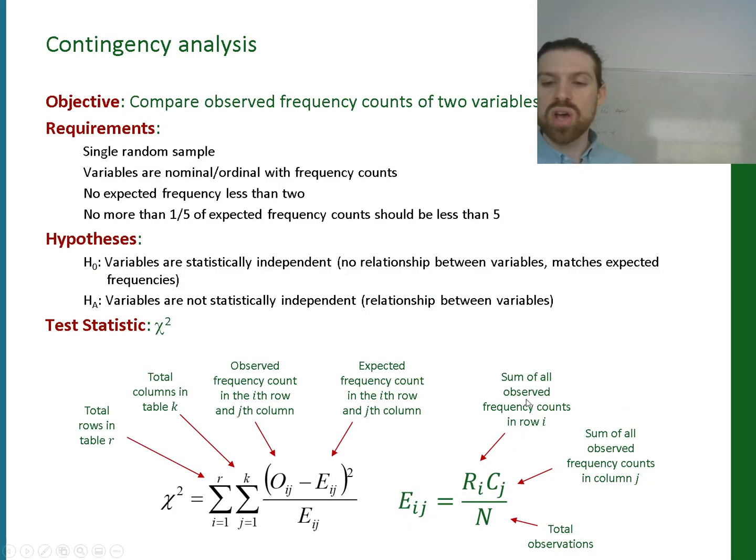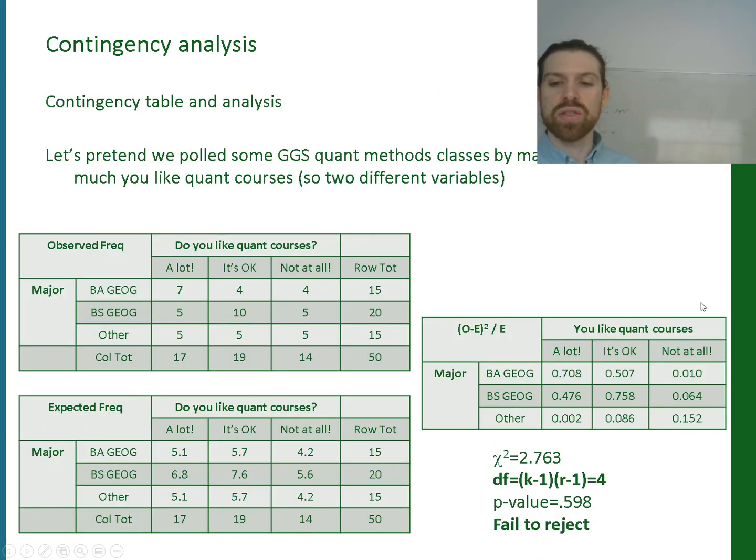This E_ij factor that we have here can be calculated relatively easily. It's just the sum of all observed frequency counts in the row multiplied by the sum of all observed frequency counts in the column, and then divided by the total number of observations, okay? So that should be fairly straightforward for you. It's not particularly arduous, and we've covered something similar already. We've just added another summation factor inside, okay?